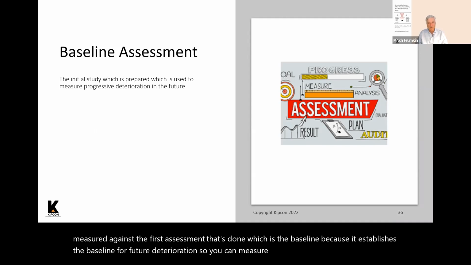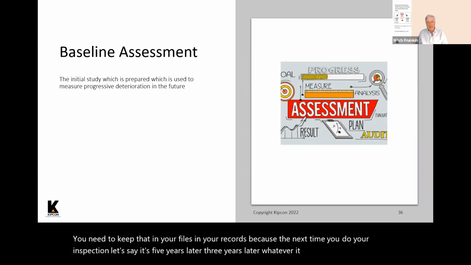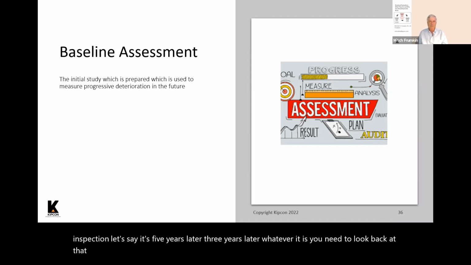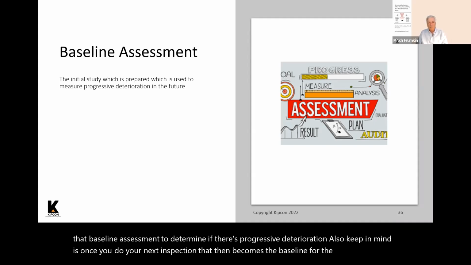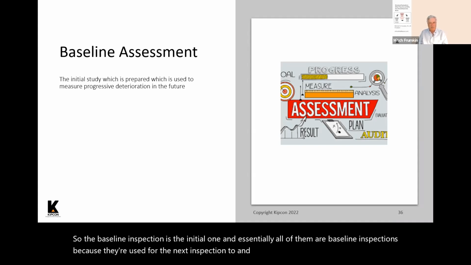Now, it's very important that once you have your baseline assessment done, you keep that in your files and your records, because the next time you do your inspection, let's say it's 5 years later, 3 years later, whatever it is, you need to look back at that baseline assessment to determine if there's progressive deterioration. Also keep in mind that once you do your next inspection, that then becomes the baseline for the next inspection. So the baseline inspection is the initial one, and essentially all of them are baseline inspections because they're used for the next inspection and they establish your baseline for structural deterioration.